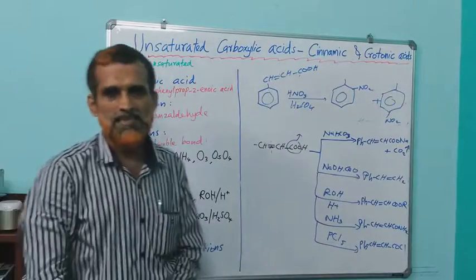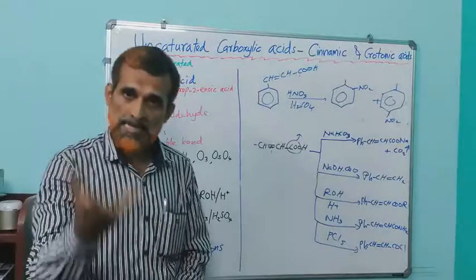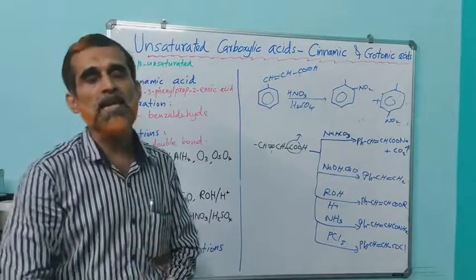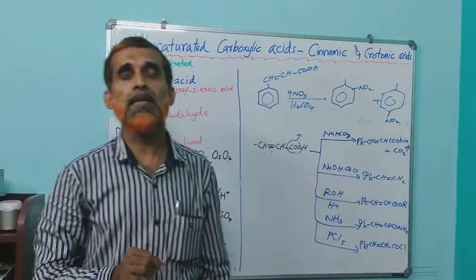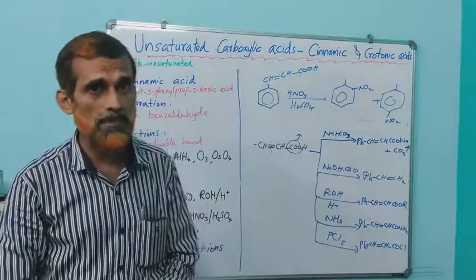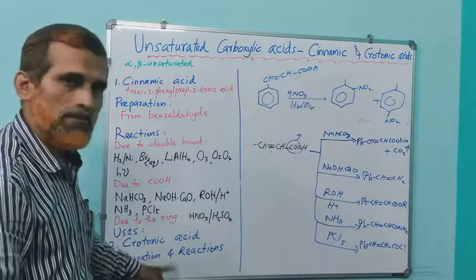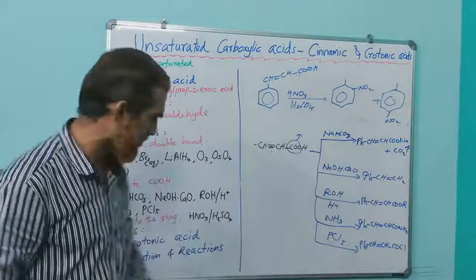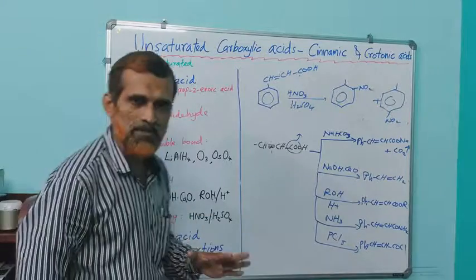Then uses, cinnamic acid is used in preparing drugs, pharmaceuticals, dyes. In perfumery it is used. Also, it is a precursor in preparing the artificial sweetener, that is aspartame. Now on to crotonic acid. It's just an analogous discussion I am leaving to you. Preparation we already discussed. For the reactions, what's the difference?